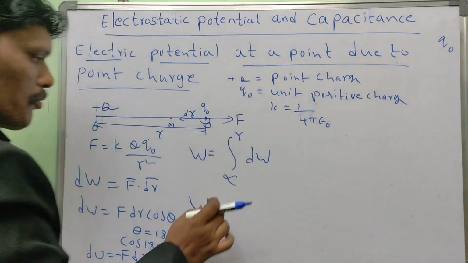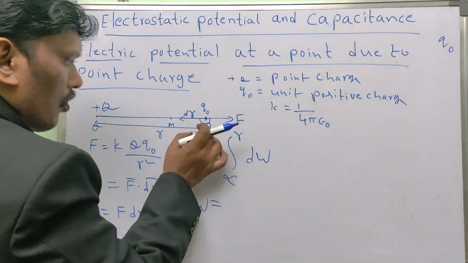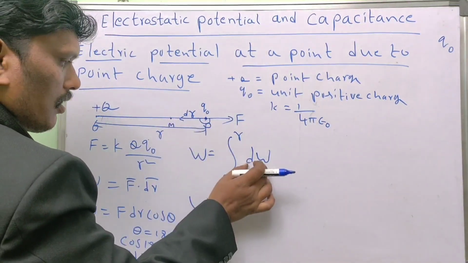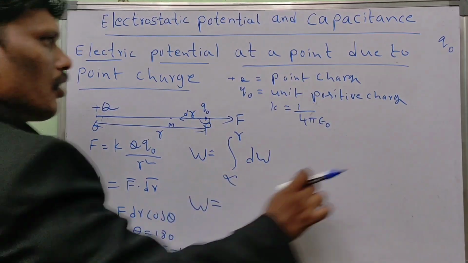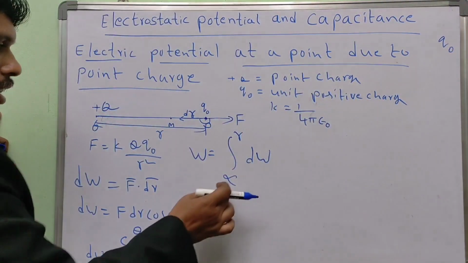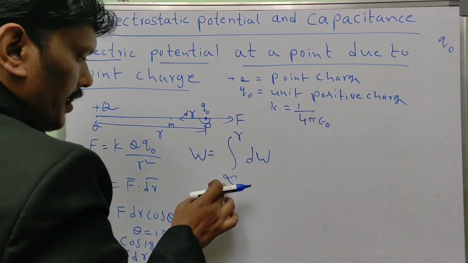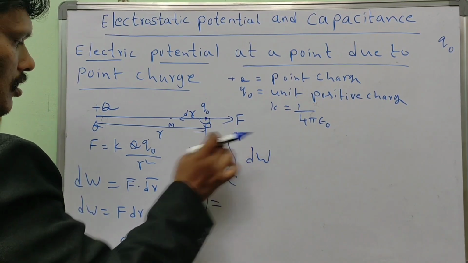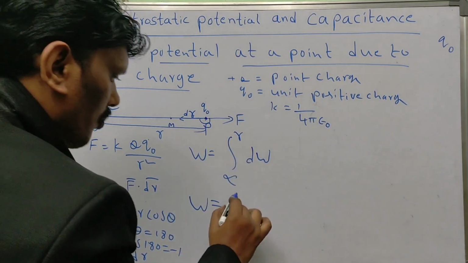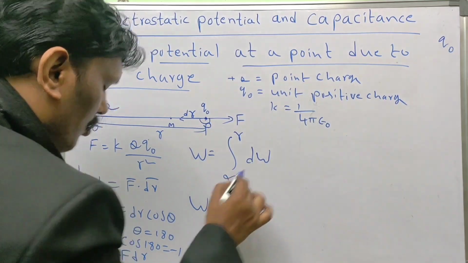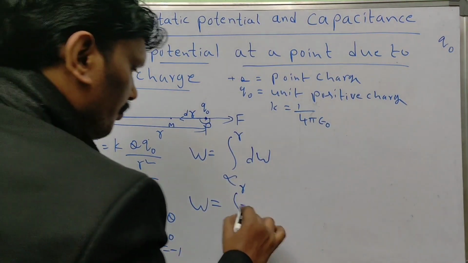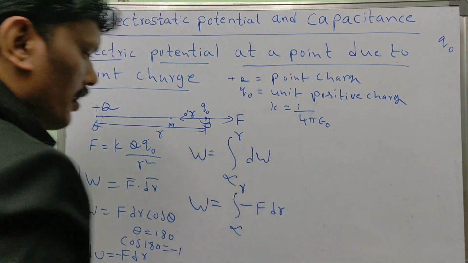At that time, I already know the work done to move a distance dr. Then what is the total work done required to move from infinity to point P? Infinity to point P, where point P distance is R from the point charge. Now I am going to substitute. Already we know that dW is minus F dr. Minus F dr. Right.